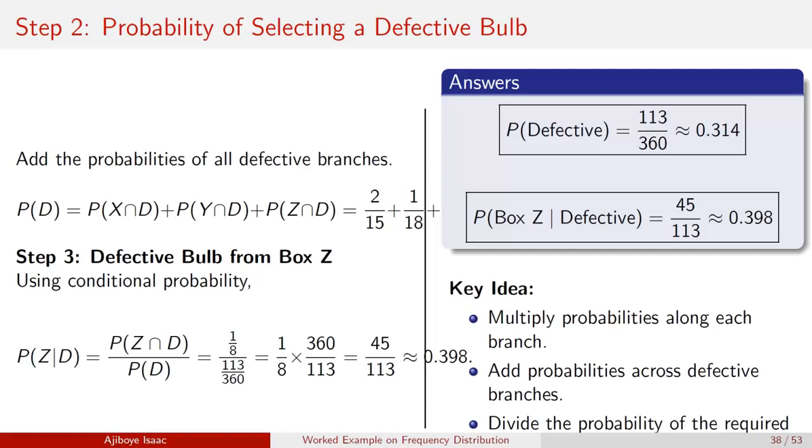This is an alternative approach using a tree diagram, and we see that the probability of defective bulbs in the entire boxes is 0.314, which corresponds to the earlier method, and the probability that a defective bulb is from box Z is 0.398, which is equivalent to what we had earlier. So we multiply the probability along each branch and across defective branches. Then we divide the probability of the required box by the total defective bulbs.